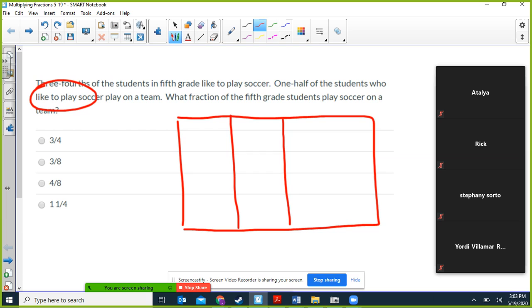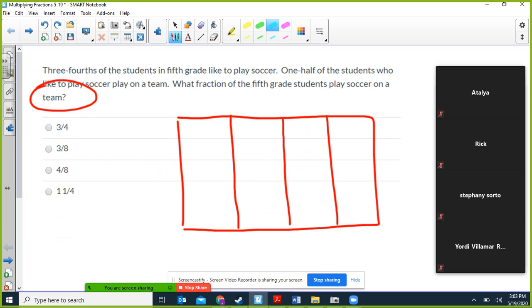So here's my 3/4, and I shade in those three out of the 4. I'm showing yellow. All right, so here's my 3/4 of the students. So these are the 3/4 of the 5th graders that like to play soccer. Now, of these 3/4 of these 5th graders, only half of these are actually on a team.